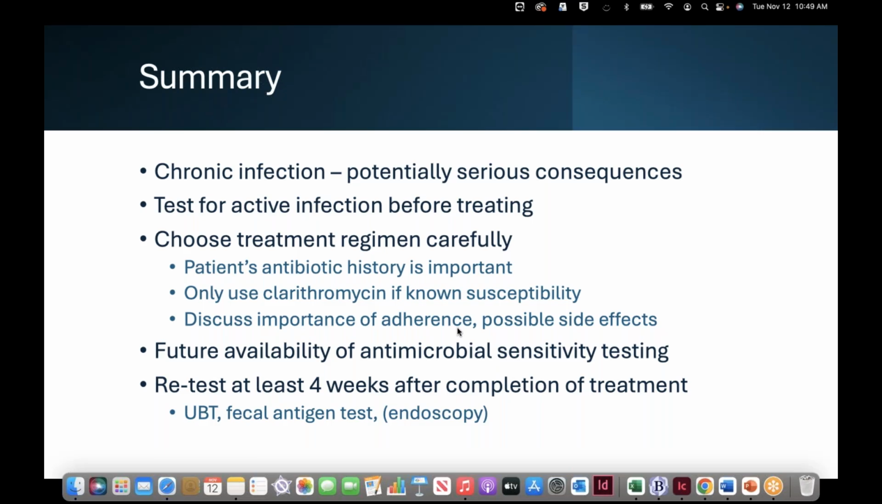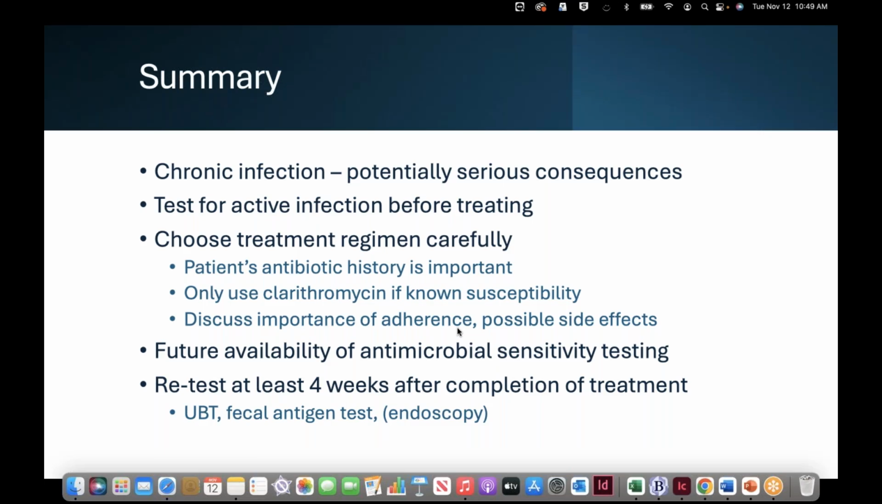Right. Got it. All right. There's another one. Do you have any recommendations on how to implement an algorithm for testing family members of patients who test positive for H. pylori?